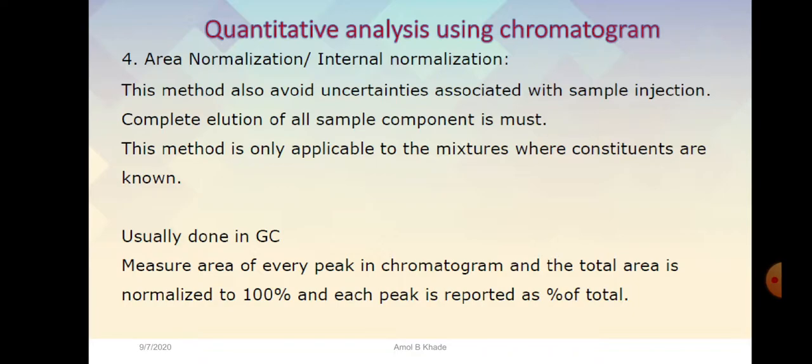This method is only applicable to mixtures where the constituents are known. You are sure that all components are eluted only when you know how many components are present in the sample and you know their identity. Based on that you can ensure, let's say 5 components are there, I have injected the mixture which has 5 components and all have been eluted. By looking at the chromatogram you will get that. This is usually done in gas chromatography experiments. We measure the area of every peak in the chromatogram, the total area is normalized to 100%, and each peak is reported as a percentage of the total.